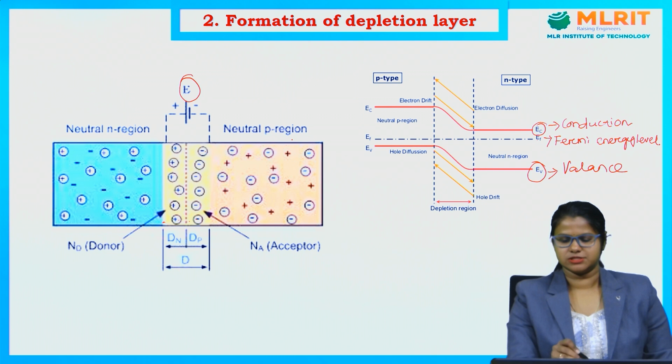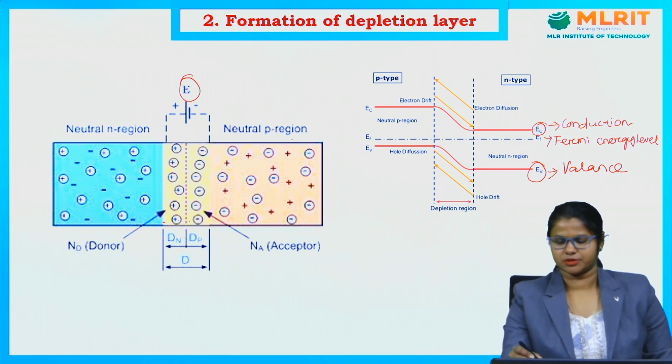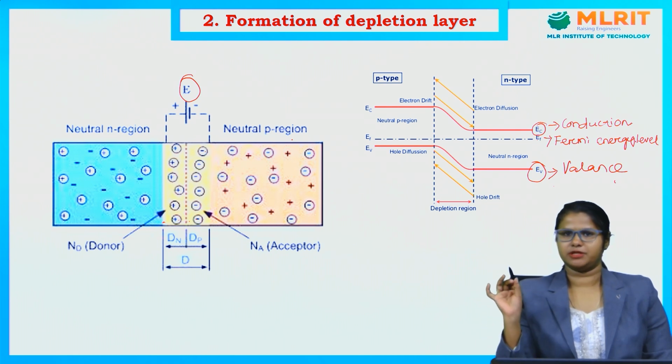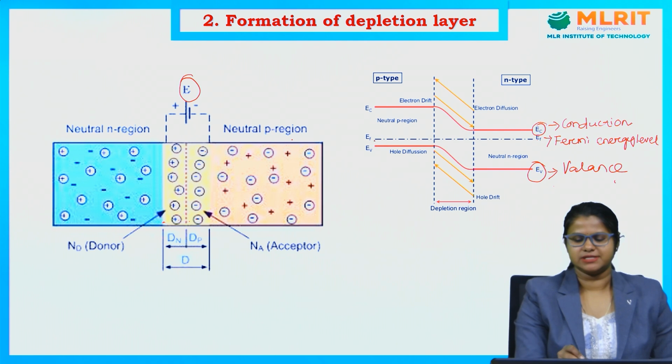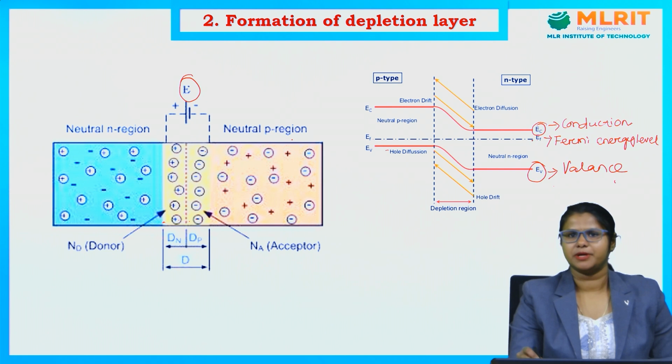So this is our energy band diagram where the upper energy level is our conduction band and the lower energy level is our valence band, and in between we have the Fermi energy level. As I discussed in the previous lecture, on the P side the Fermi energy will be near the valence band, and on the N side the Fermi energy level will be near the conduction band.